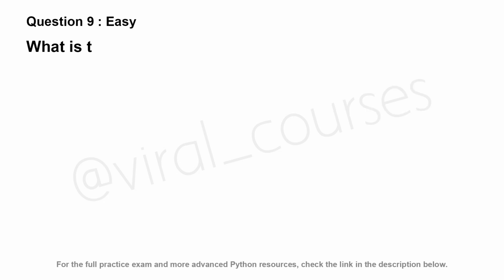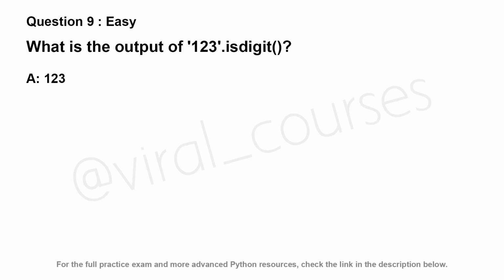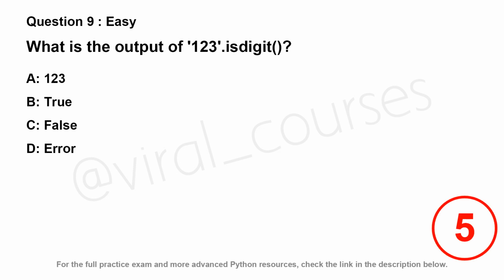What is the output of '123'.isdigit()? Option A, 123. Option B, True. Option C, False. Option D, error.